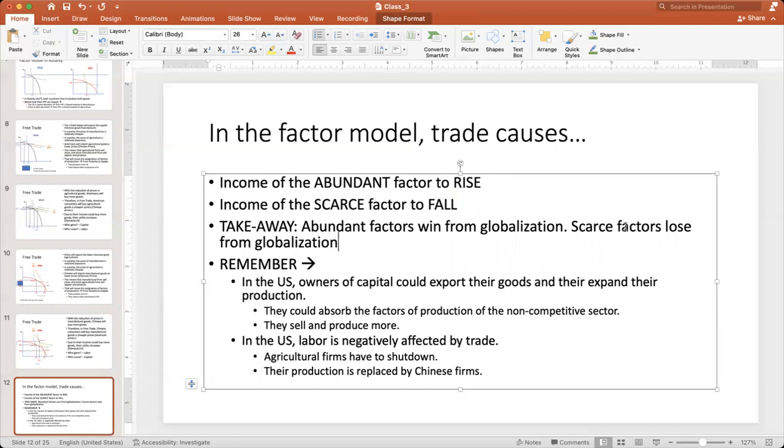Remember, in the US, owners of capital could export their goods and expand their production. According to this model, they could absorb the factors of production of the non-competitive sectors, and they sell and produce more. They win. These are the reasons why they win. In the US, on the contrary, labor is negatively affected by trade. Agricultural firms have to shut down, and their production is replaced by Chinese firms.